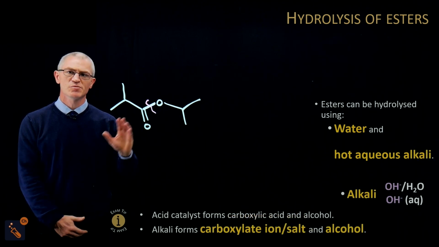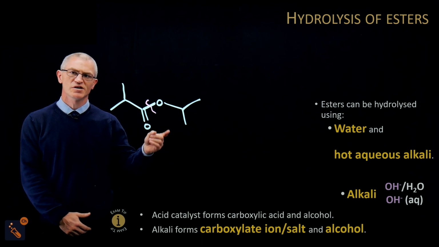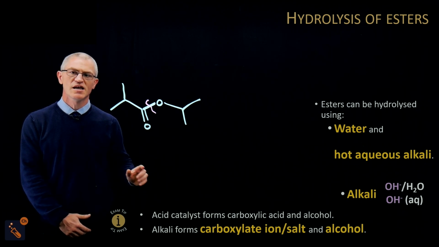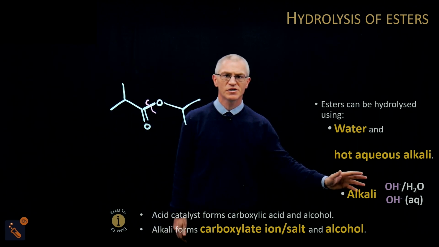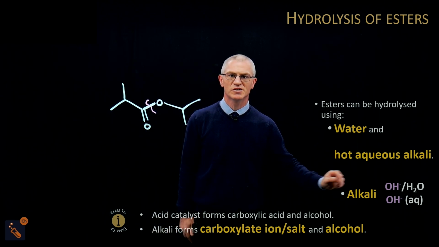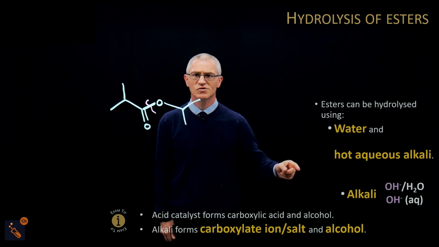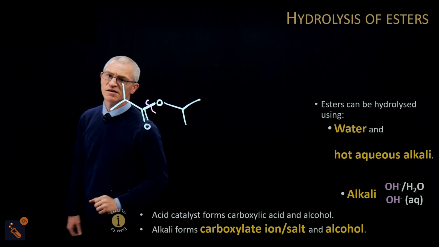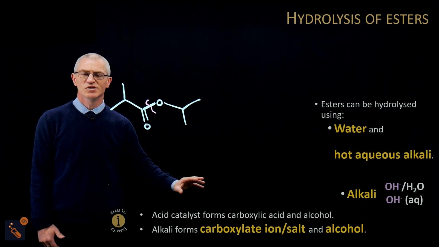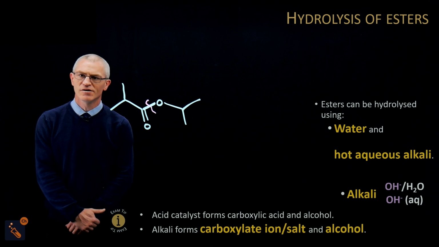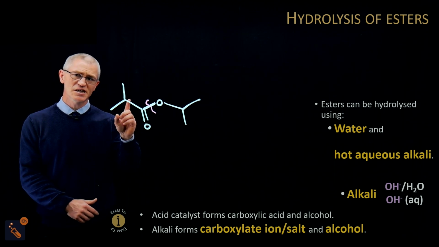We're now going to look at the same molecule, but this time we're going to do it with an alkali. So we've got alkali over here. You see it's OH minus slash H2O, or OH minus aqueous. There's water in that hot aqueous alkali. We know it's going to form a carboxylate ion, or a salt, and we'll explain that in a minute, and an alcohol. So all we do is the same thing as we did before.